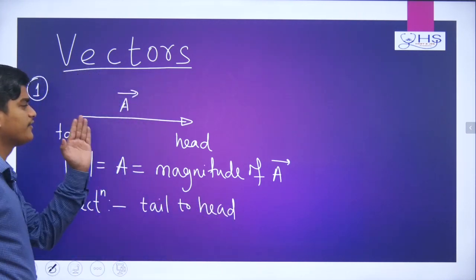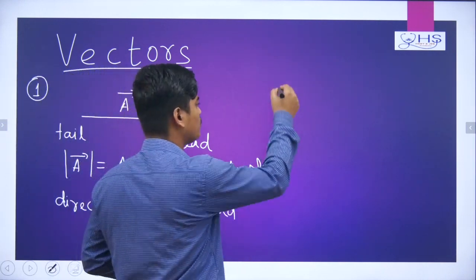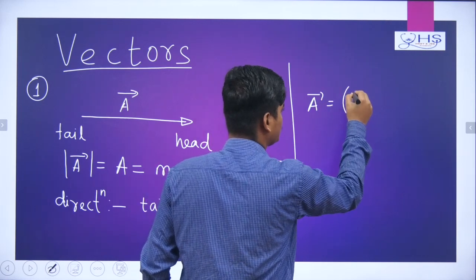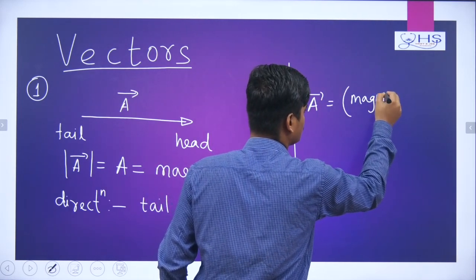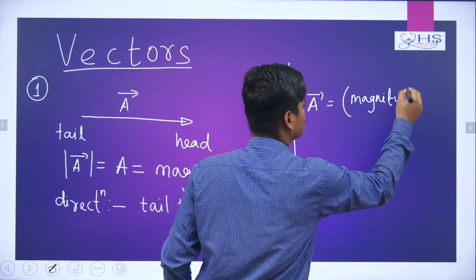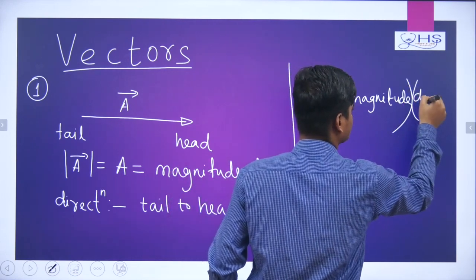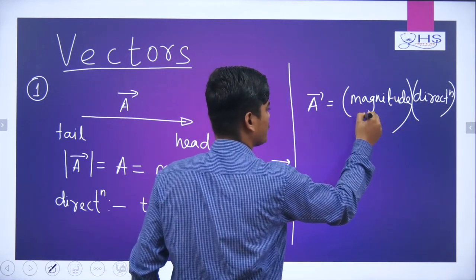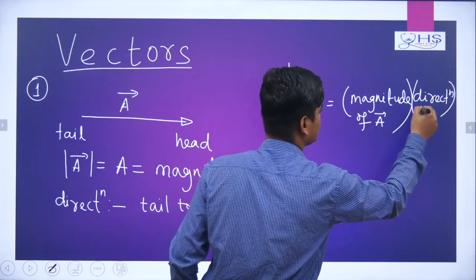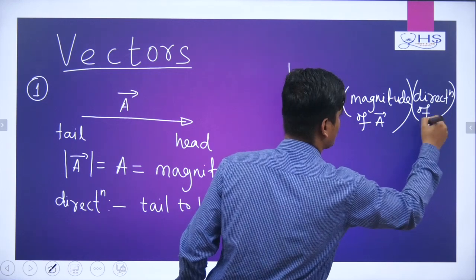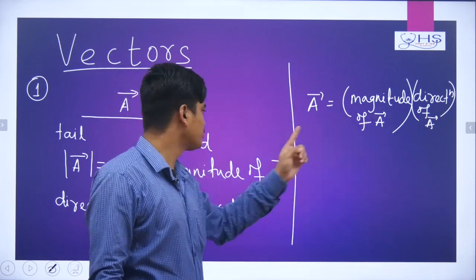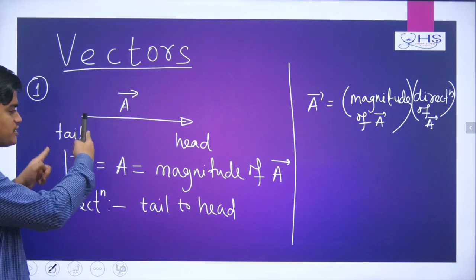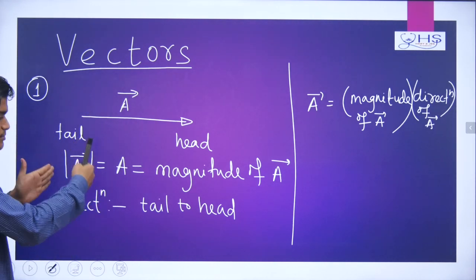While representing a vector, you must represent it along with its magnitude and along with its direction. So here it will be the magnitude of a vector and the direction of a vector. Remember, magnitude is nothing but the length of the vector, and magnitude is basically represented by a mod symbol. This is the modulus symbol.